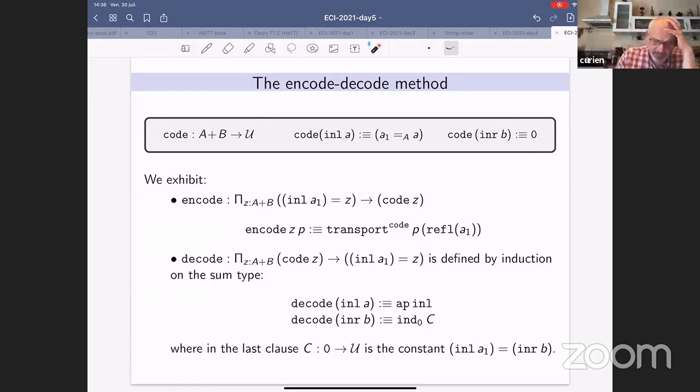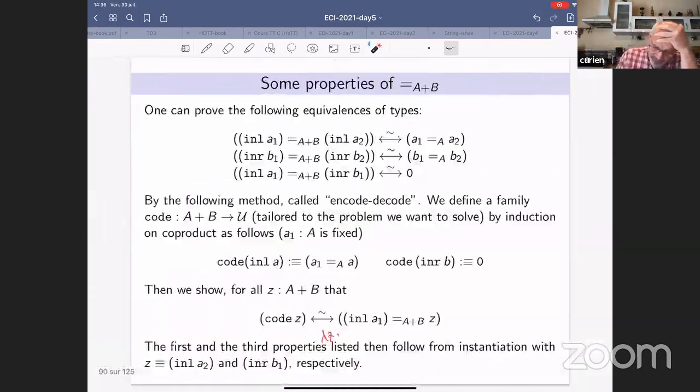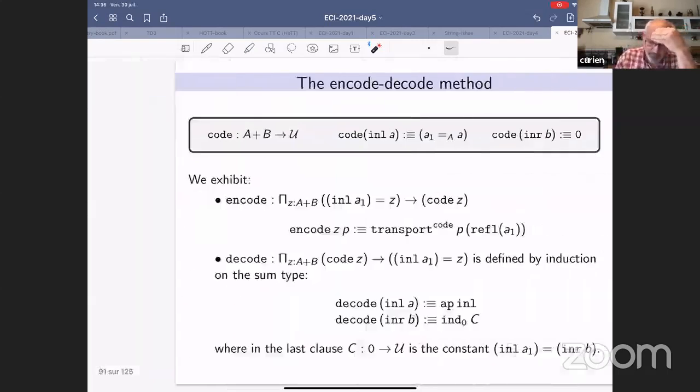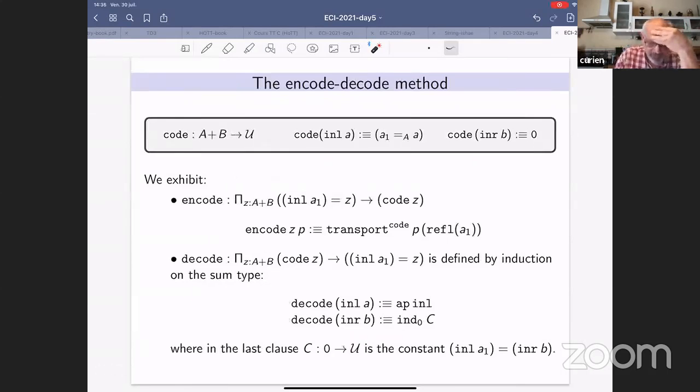Okay, so here I recall the definition of code, and so I need to prove this equivalence here. So I need to define two functions in the two directions. This is where I give names to these functions: encode, because it goes to the code, and decode, because it starts from the code. So encode is parametric in z. See, it is encode z that goes to code z, and this is decode z that starts from code z. Okay, so encode is easy to define by transport.